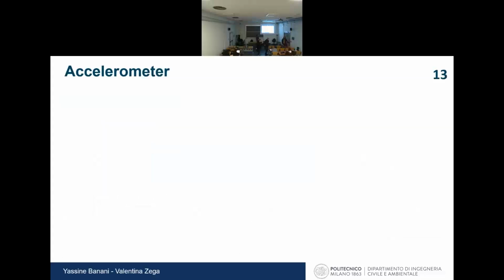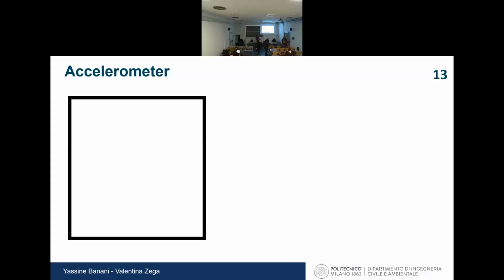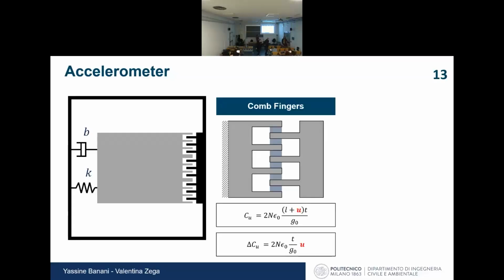So now we can measure displacements. So let's return to our initial case. We have a rigid box. We attach a moving mass with a certain stiffness. And now, if we attach a comb finger system, we can measure the relative displacement between the mass and the box. If we measure this one, it depends linearly on the displacement. We can compute the displacements. Once we have the displacements, we can compute the acceleration. So with this configuration, we can compute accelerations.